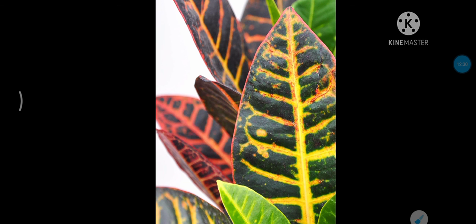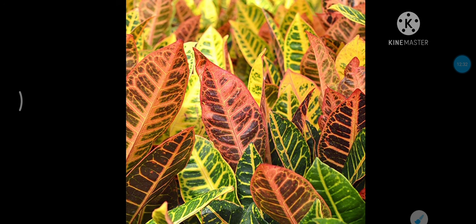Okay, children? So, crotons are, we can say, the red color plants, but it contains chlorophyll which is hidden under the red color. So, crotons can prepare their own food because they have chlorophyll in it.